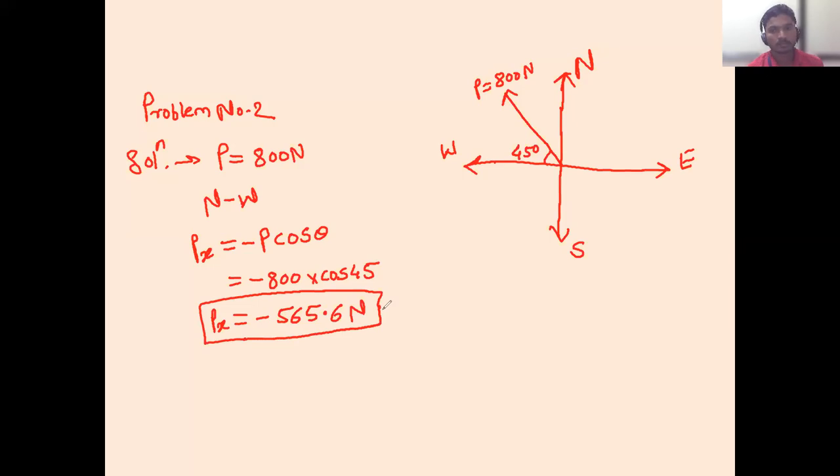Why have we taken this component as minus? Second quadrant. No, more specific: along the negative x-axis. Yes, along the negative x-axis, very good. That should be our answer. Why have I taken this x component as negative? Because it is going towards the negative x-axis.